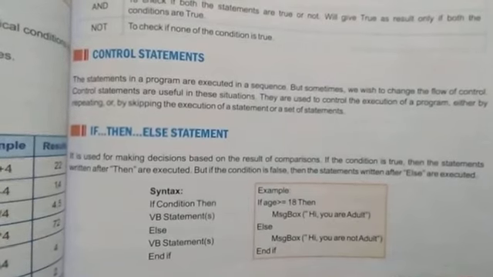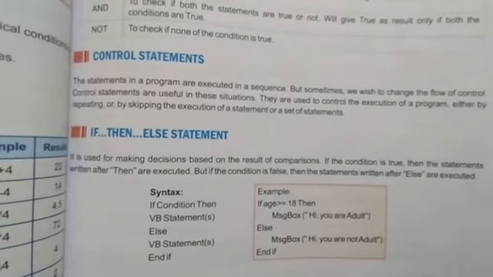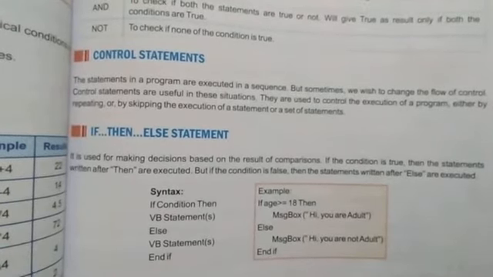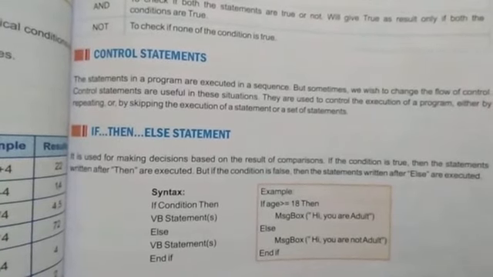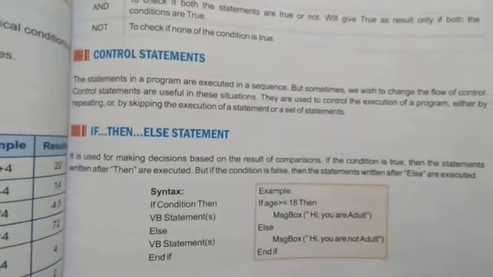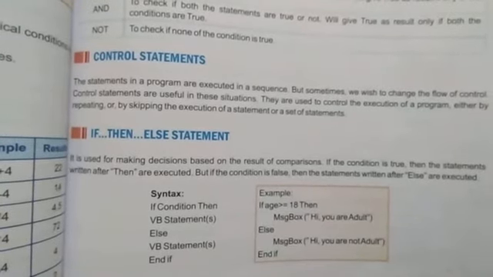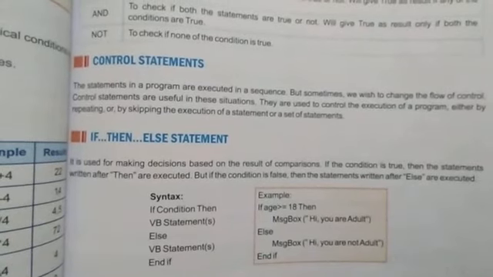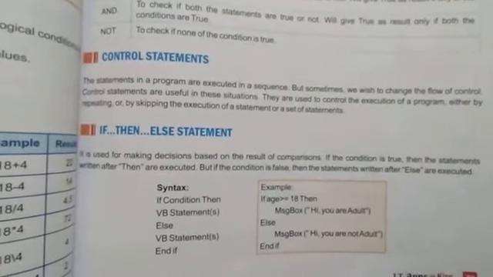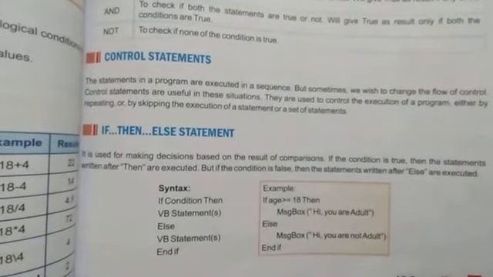When this program is executed, you have to put in a value for the variable age. So if the value of the variable age is greater than or equal to 18, then the message hi, you are adult will be displayed. Otherwise, the message hi, you are not adult will display. So we can take any decision based on the result of such comparisons by using if then else statements. Okay, in Visual Basic we can also use this kind of statement very simply.